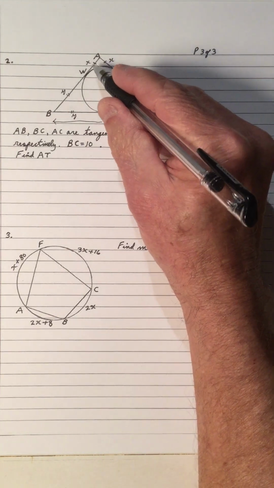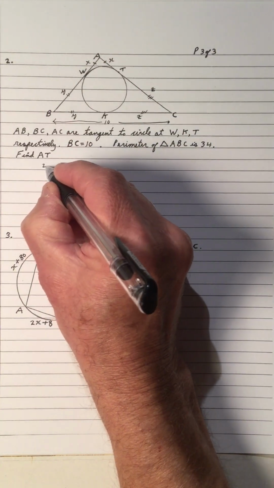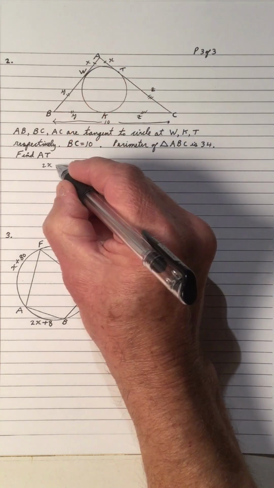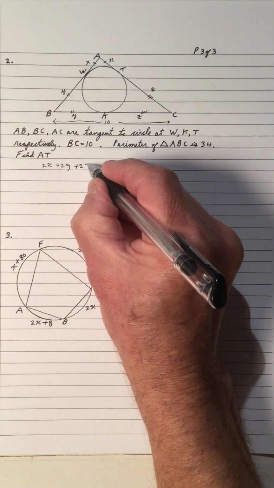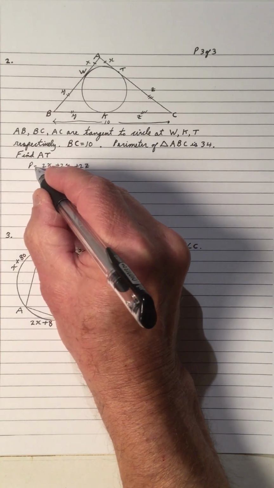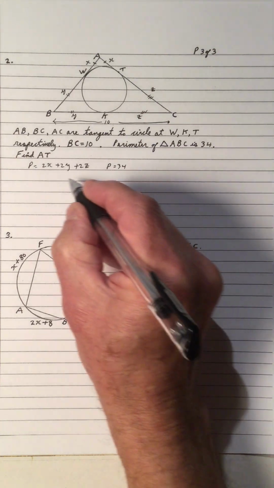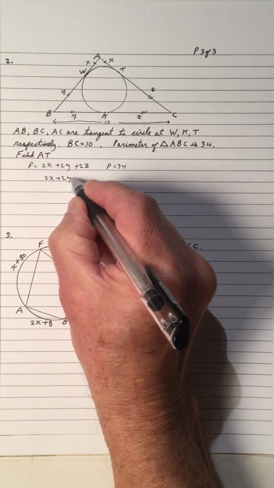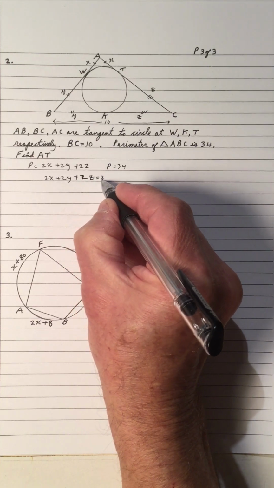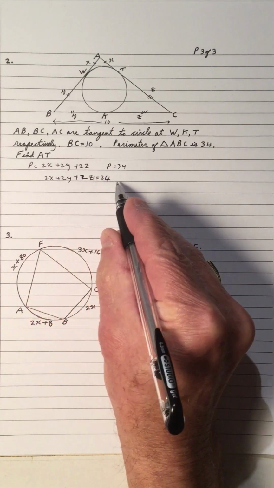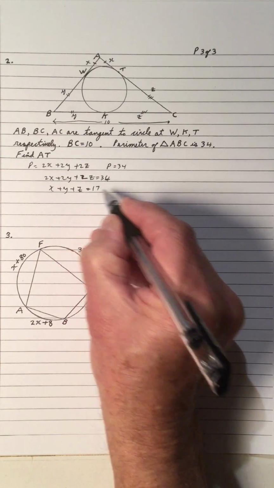So what happens, the perimeter all the way around is made up of X and X, so that's 2X. And this is Y and Y, so that's 2Y. And this is Z and Z, so that's 2Z. So that's the perimeter. And the perimeter says it's equal to 34. So that means that 2x plus 2y plus 2z is 34. We've got 2 in all of them, so divide by 2, you get x plus y plus z is 17.